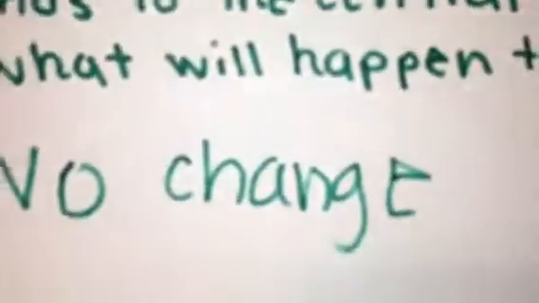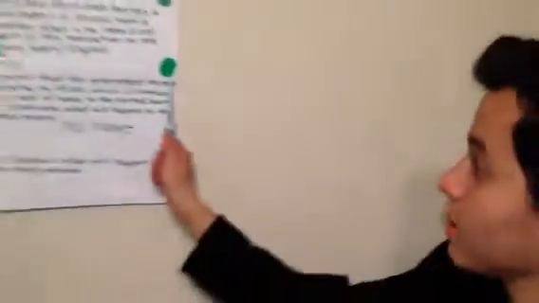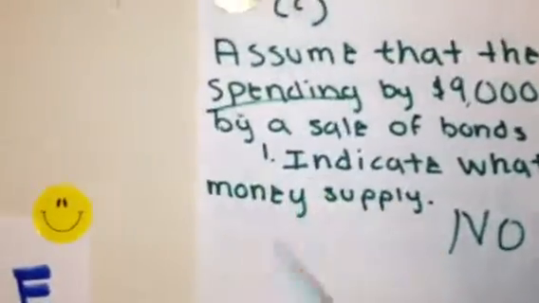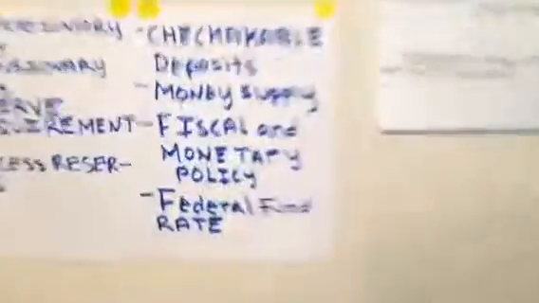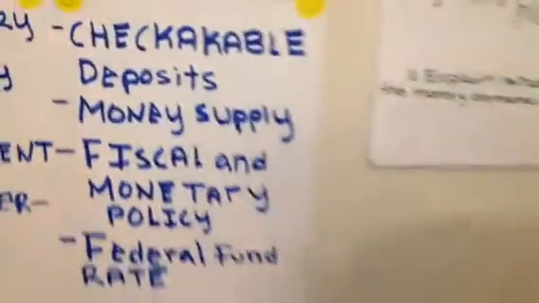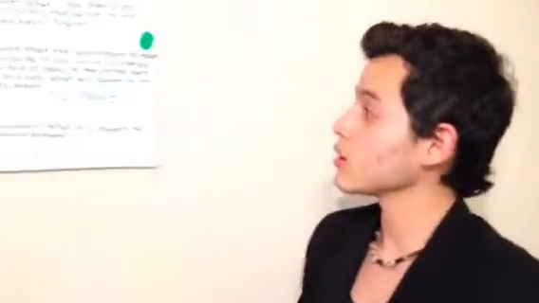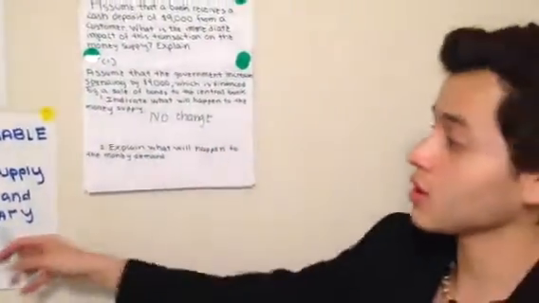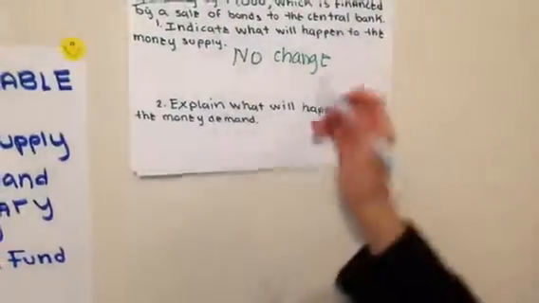Why is this? Well, if we go back to the problem, it talks about spending right here. And remember at the beginning when I talked about fiscal and monetary policy, monetary policy is what deals with money supply. And fiscal policy deals with taxes and spending. Therefore, this one is fiscal policy and we'll have no change in the money supply. Now the second one, when it says explain what will happen to the money demand, the answer is it will rise.